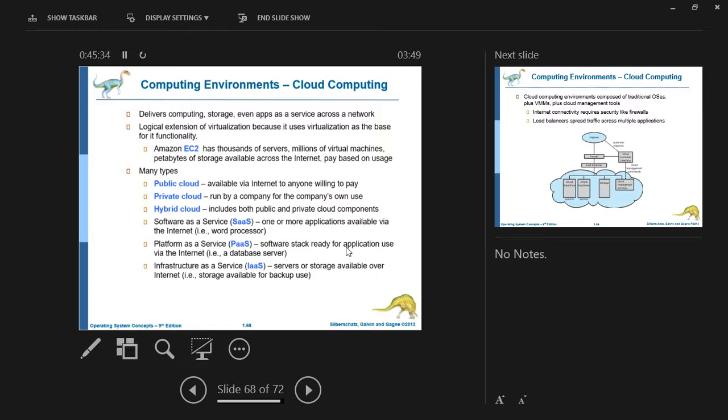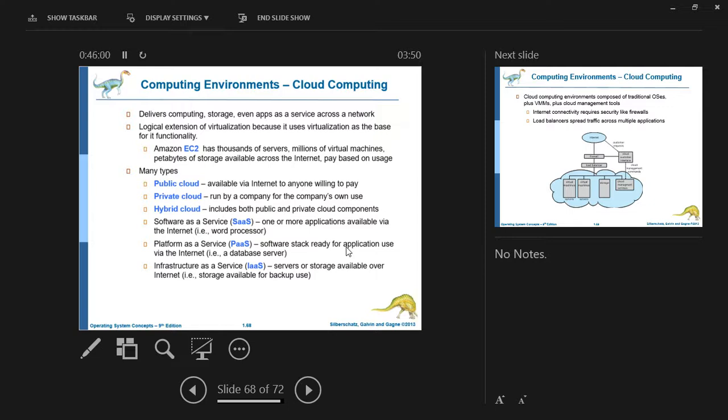Now coming to the computing environment, like your cloud one. It delivers computing, storage, even apps as a service across the network. All your apps that are running, they are running on the cloud itself. It is a logical extension of virtualization, because virtualization is the base for its functionality. Amazon EC2 is one such kind of cloud.